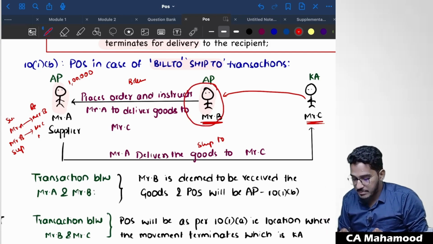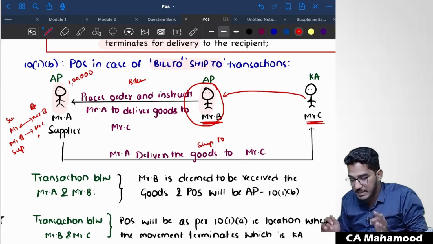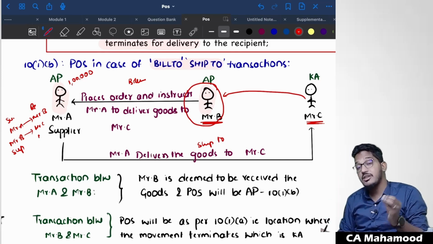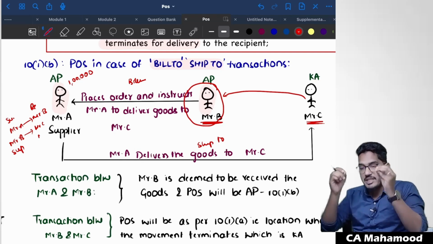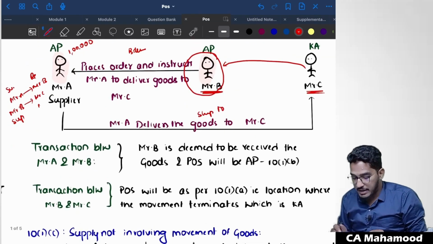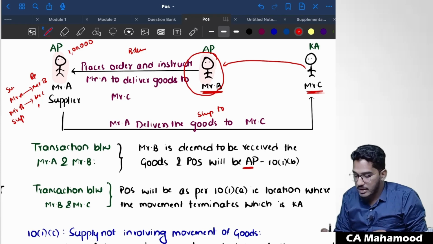In case of transaction taking place between Mr. A and Mr. B, even though Mr. B did not receive the delivery, and the goods are delivered to Mr. C, it will be deemed as if Mr. B has received the goods. So for the transaction between Mr. A and Mr. B, Mr. B is deemed to have received the goods, and the place of supply will be the location of this recipient.